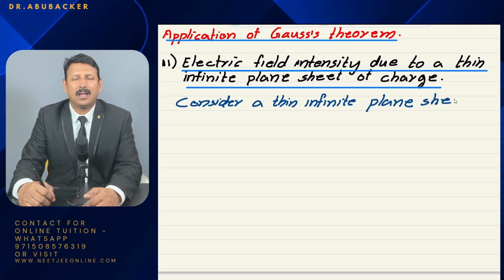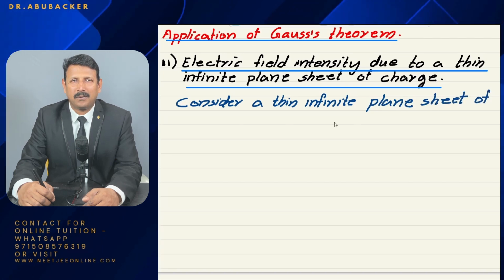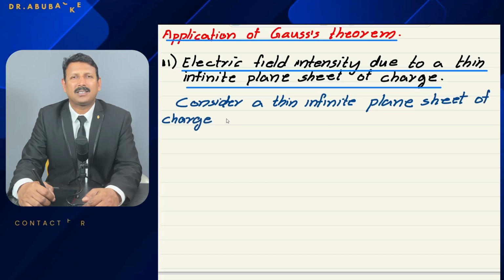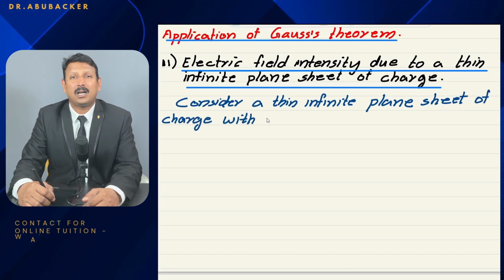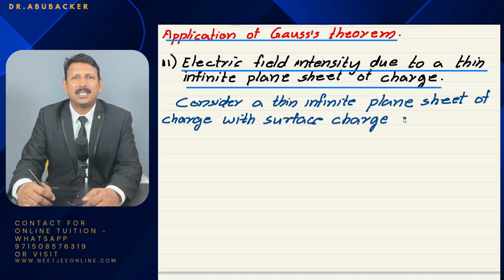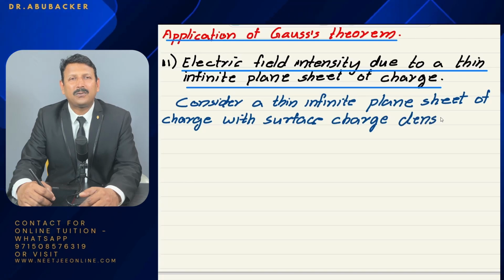Many times it is asked in the board paper. If you look into any previous year's board paper, you will see this one: state and prove Gauss's theorem. Also apply Gauss's theorem to find the electric field due to, sometimes a sheet, sometimes a thin wire, sometimes a shell. This is the explanation of the sheet.